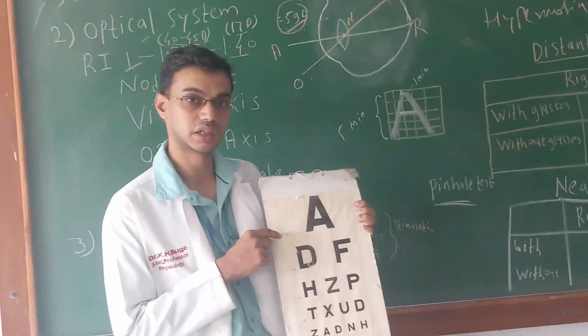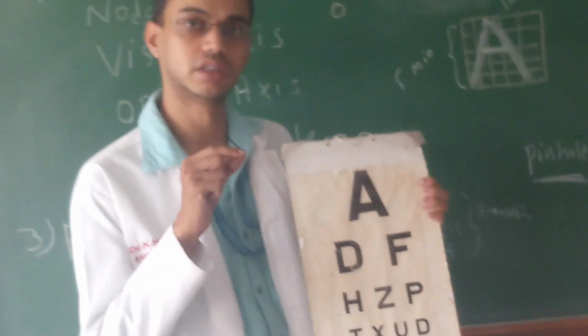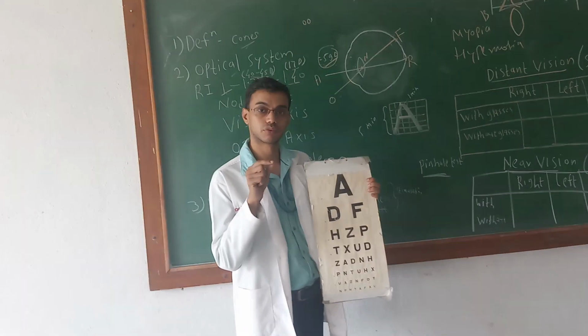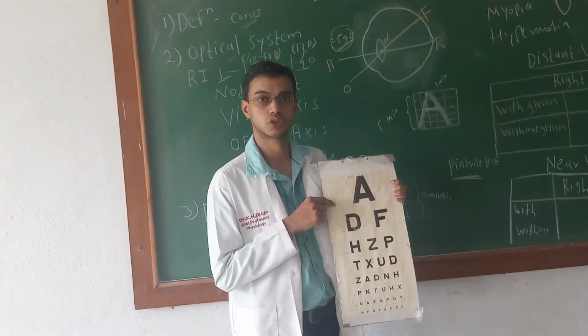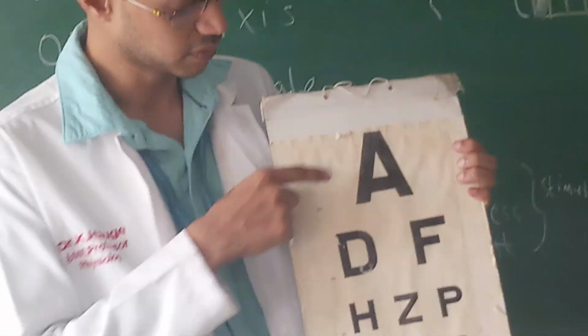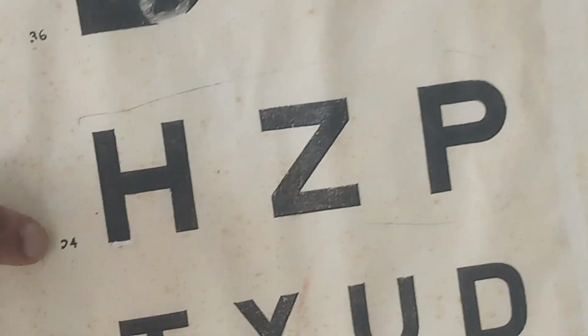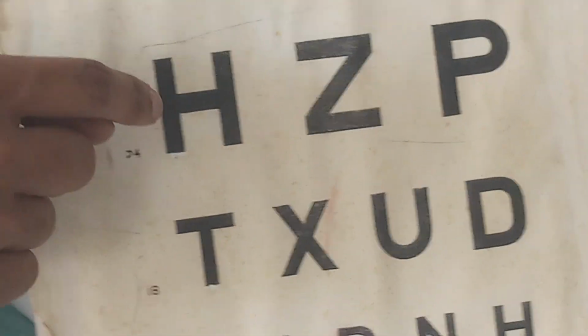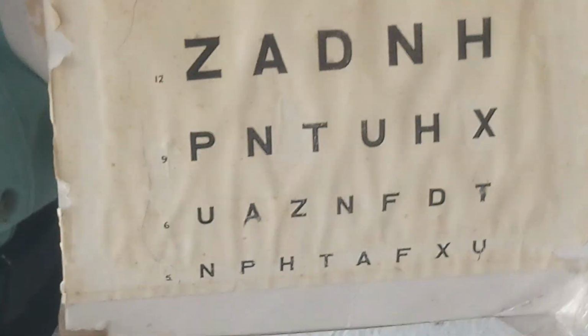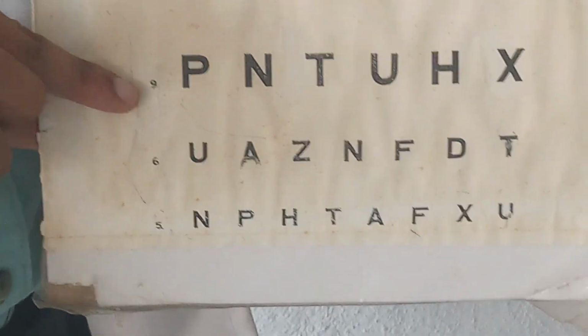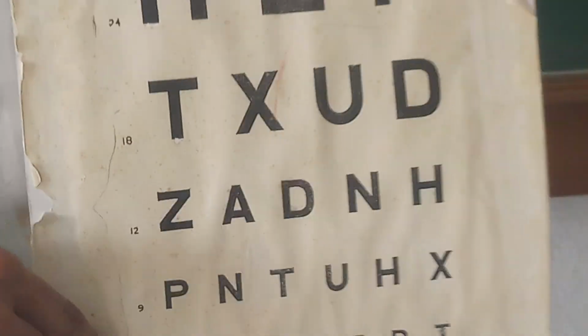Now those numbers indicate that a normal person can read that letter from a distance of 60 meters. Suppose, for example, 60 is A, 36: a normal person can read the D and F letters from a distance of 36 meters. Then 24: a normal person can read the letters H, Z, P from 24 meters. Like that. Normally, a normal person's vision is 6 by 6. I will explain what that 6 by 6 is.